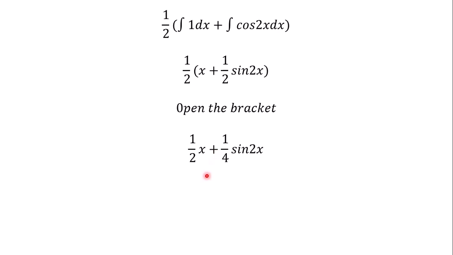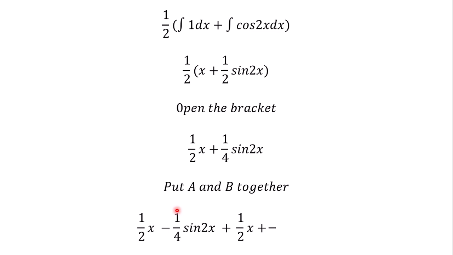So we are going to put A and B together. So let's write 1 over 2 x minus 1 over 4 sine 2x plus 1 over 2 x plus 1 over 4 sine 2x. Now this one is for B and then this one is for A.